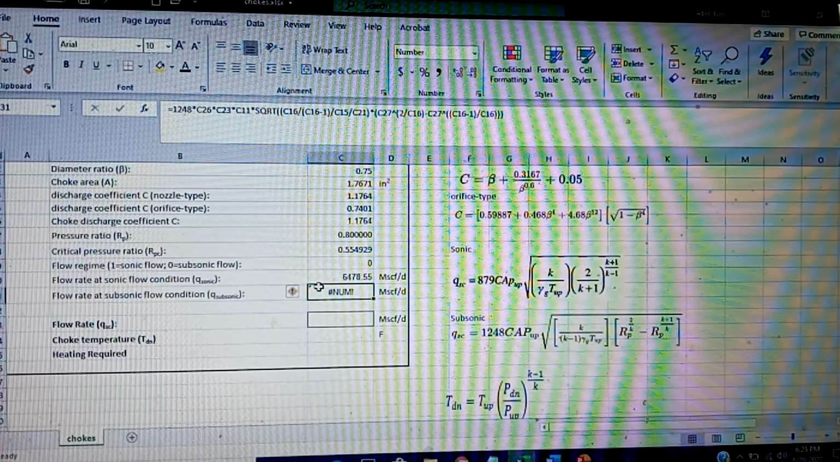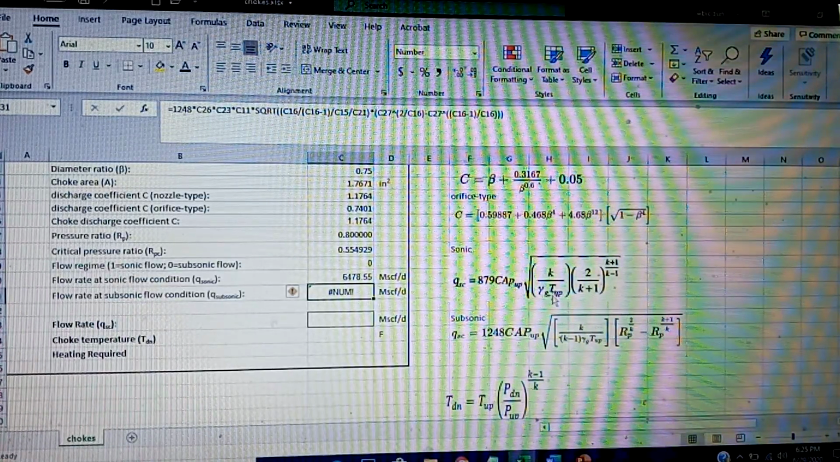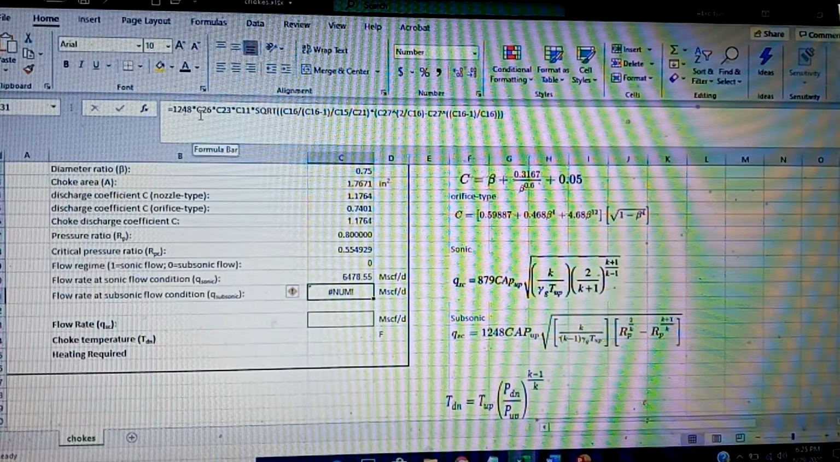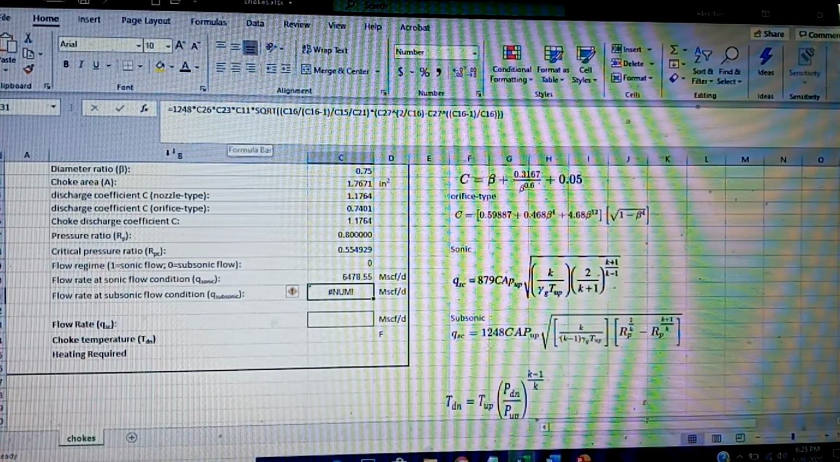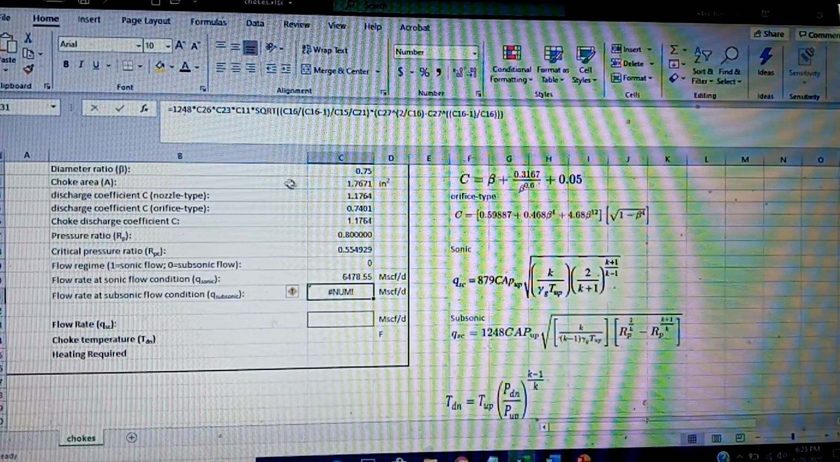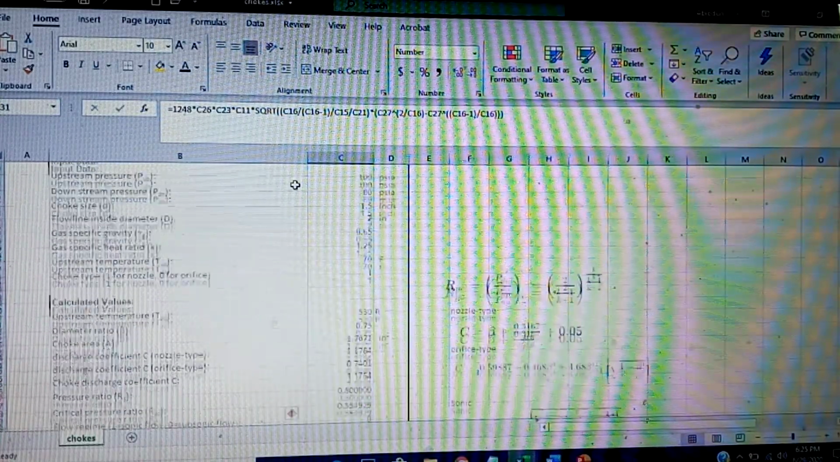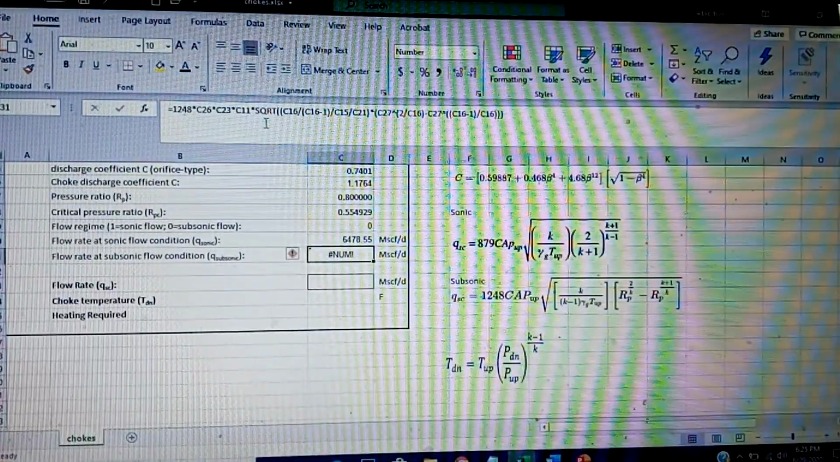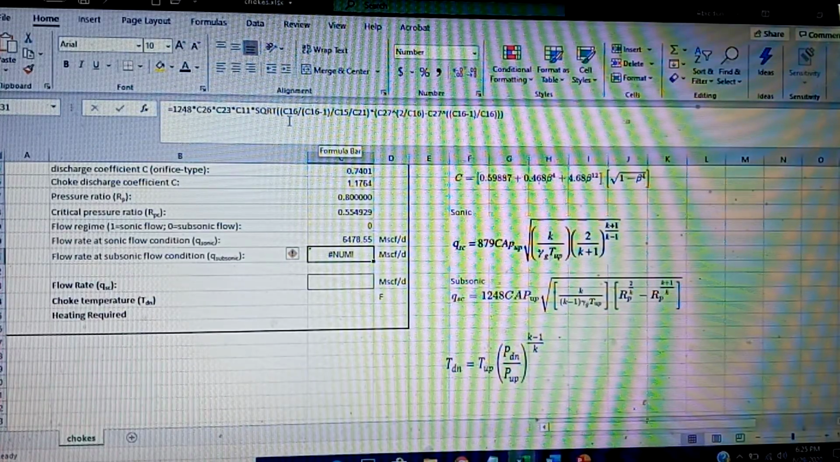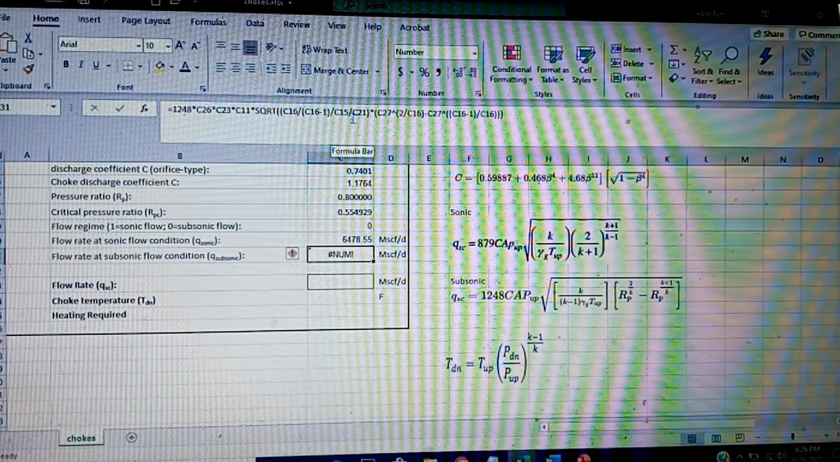Okay, it's giving me an error. What's the problem? You can't calculate it. I must have made a mistake. Let me see. 1248 multiplied by C26, that's C. Multiplied by C23, that's A. Multiplied by C11, that's the upstream pressure. Then multiply by square root of, I open the bracket, K divided by, oh, that's the problem. Wait.